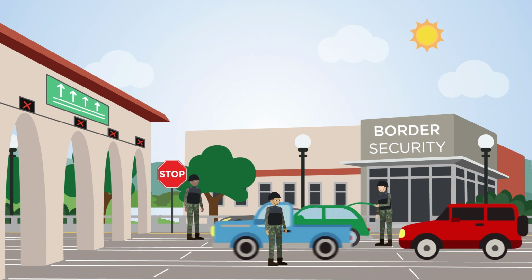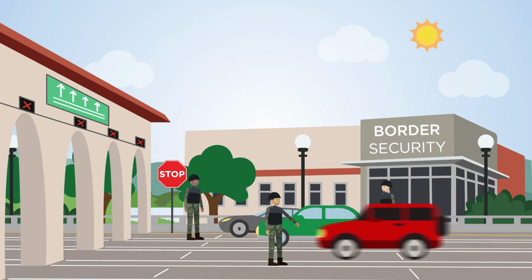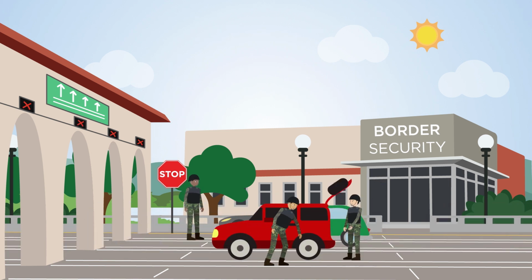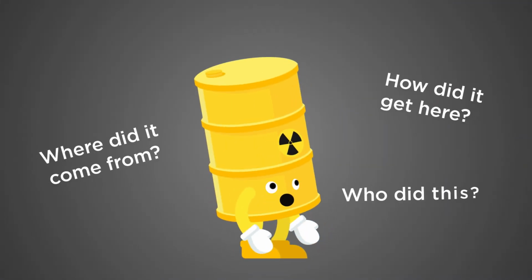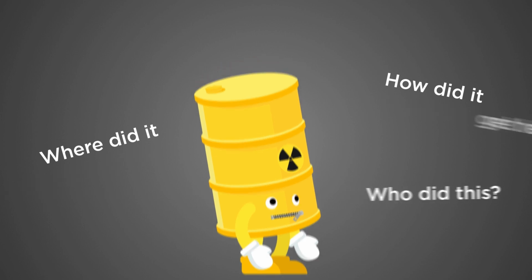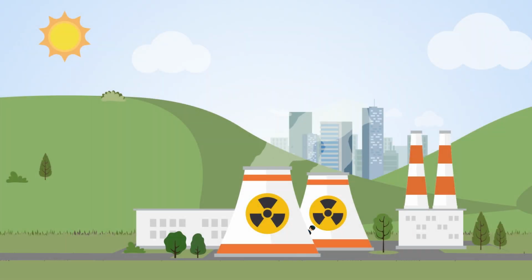What happens when authorities find a suspicious package containing nuclear material at an airport or a border crossing? How would you find out where that material came from and who was responsible? Because nuclear material can be extremely dangerous, it is internationally regulated.